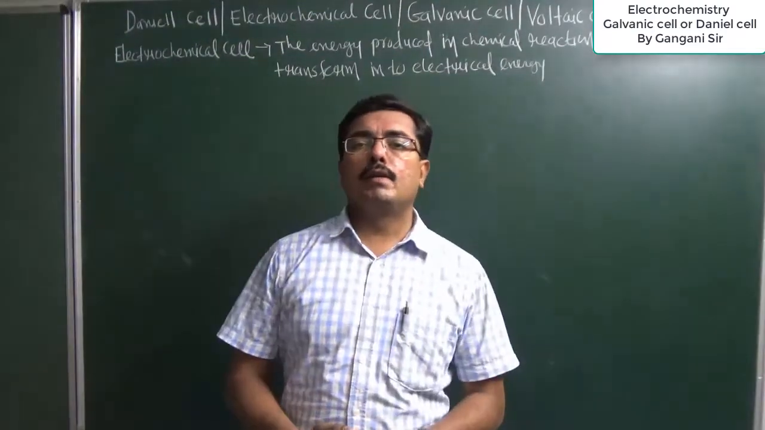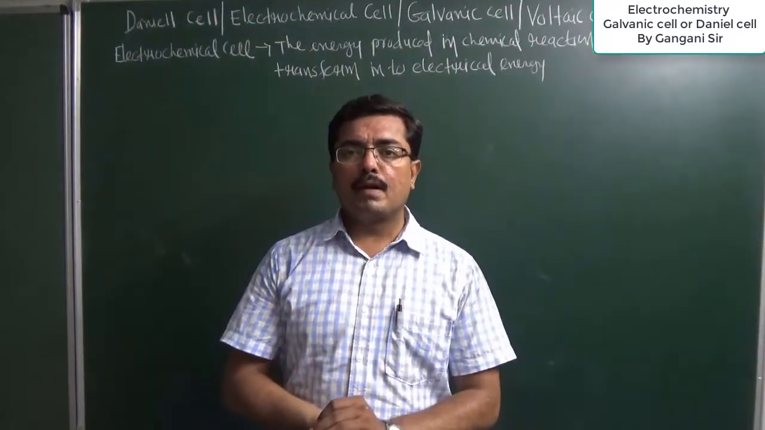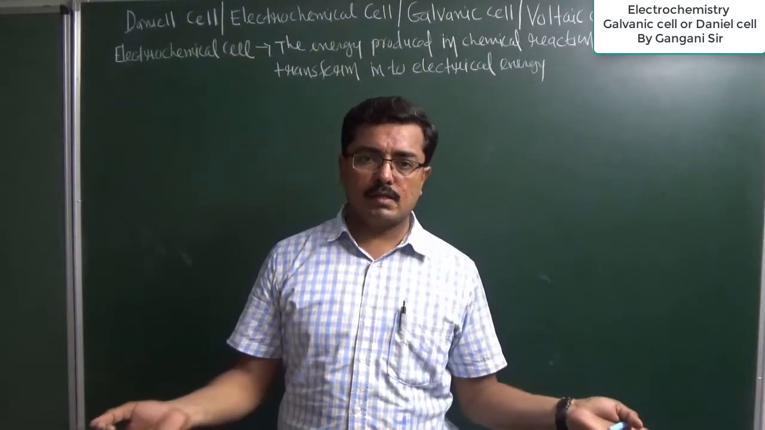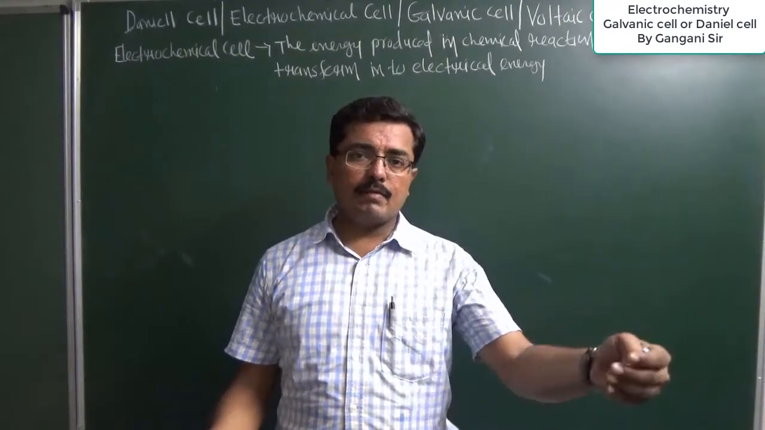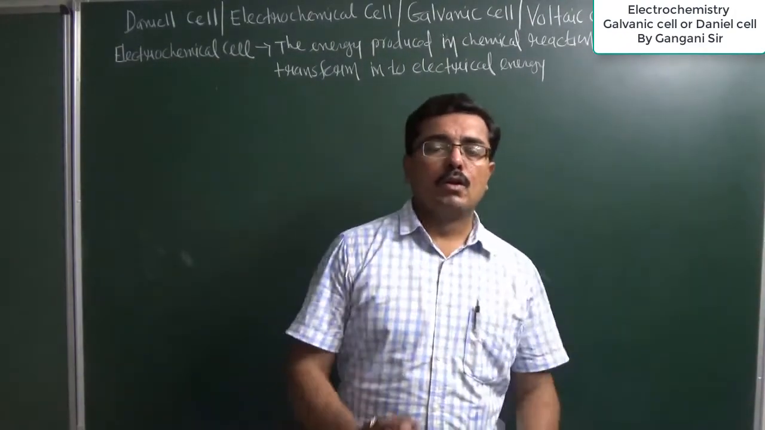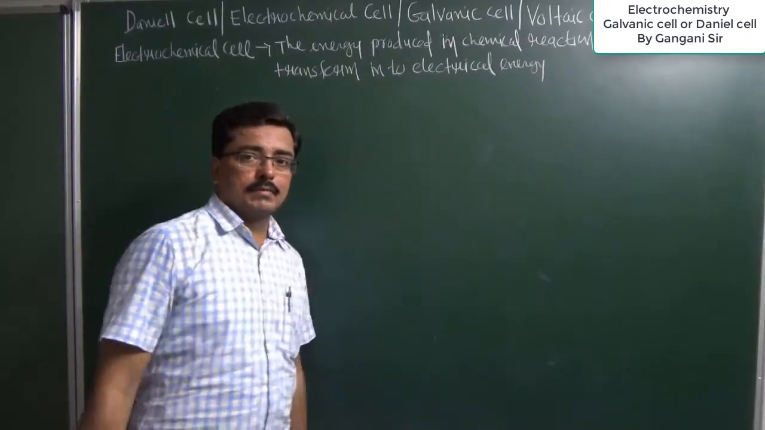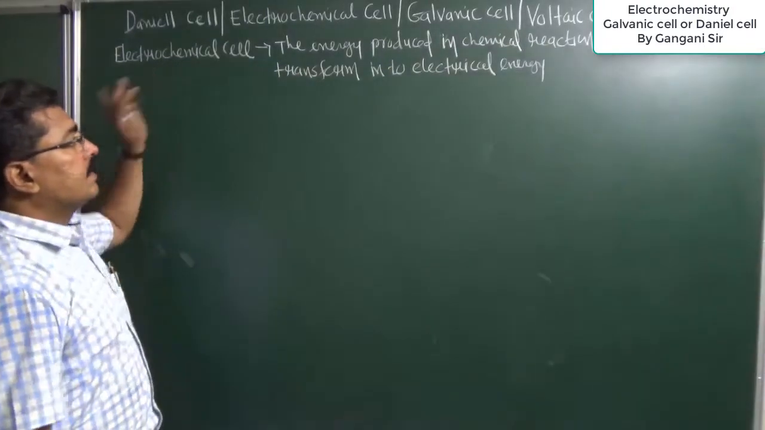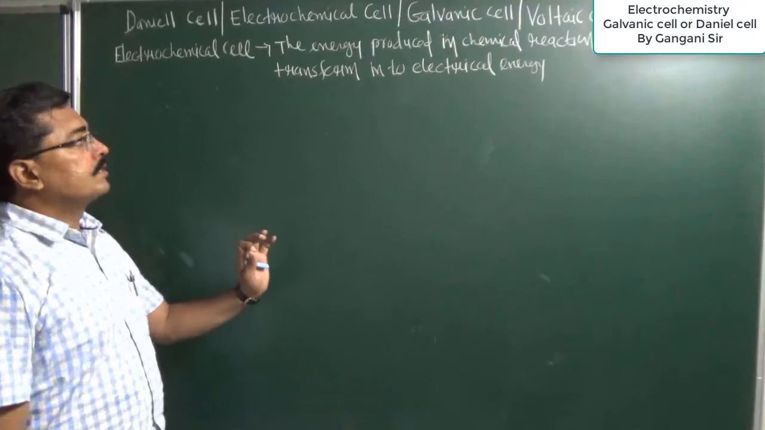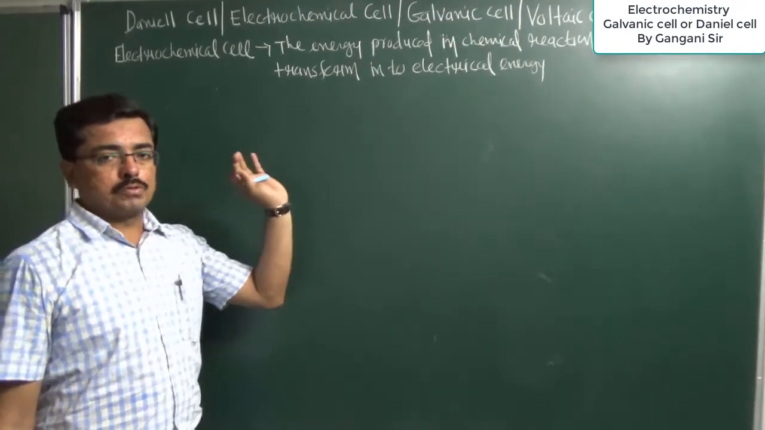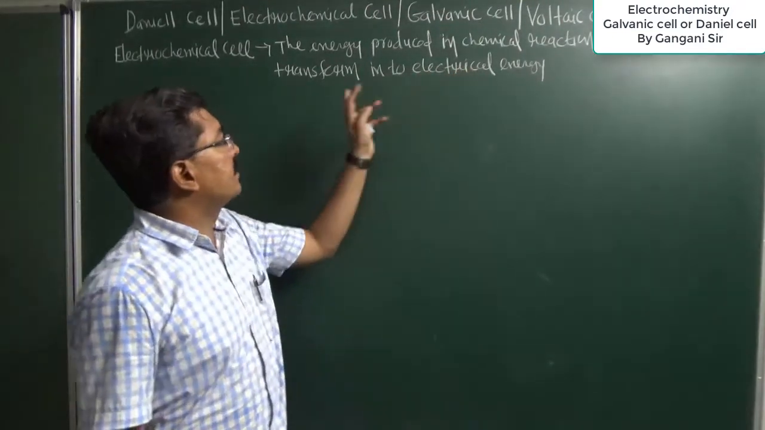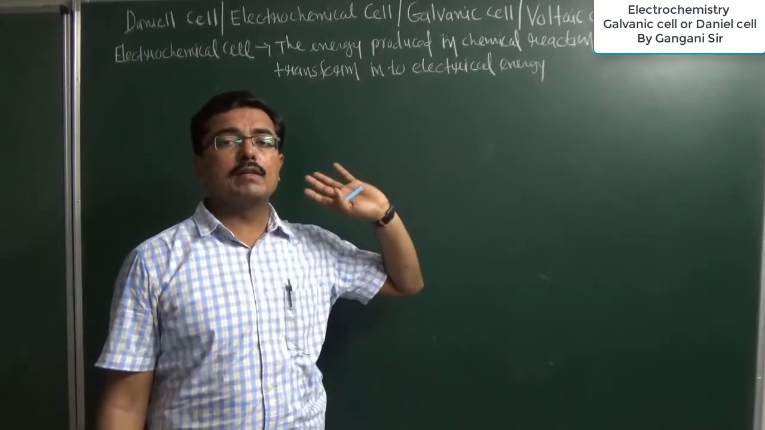Students, now today we will discuss what is meant by Daniell cell or electrochemical cell. It is also known as galvanic cell and voltaic cell. So what is an electrochemical cell? Then electrochemical cell is a device in which the energy produced by a chemical reaction is transformed into electrical energy.